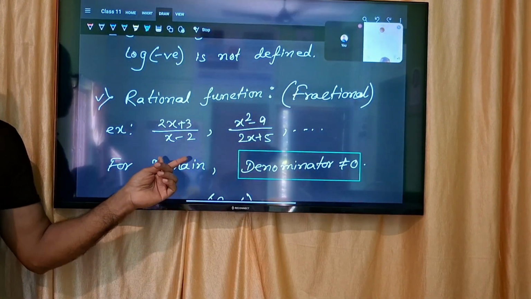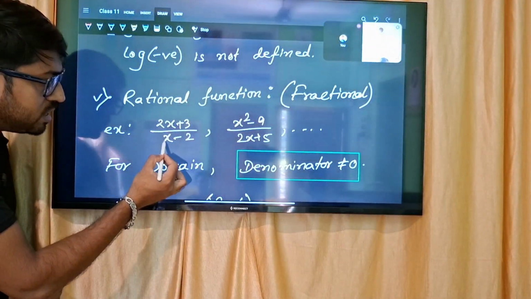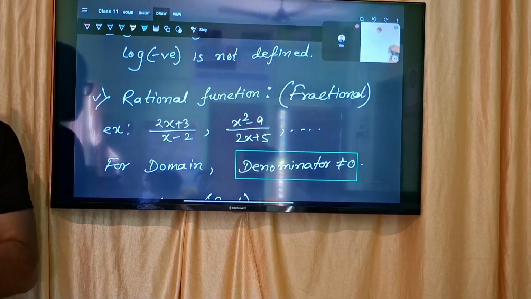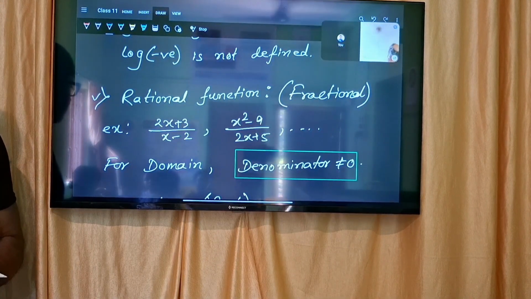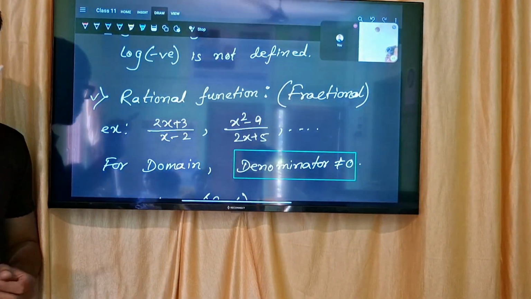That means we have to find the set of values of x. So if you put denominator not equal to 0, then what set of values of x will we take? x minus 2 not equal to 0, so x not equal to 2.